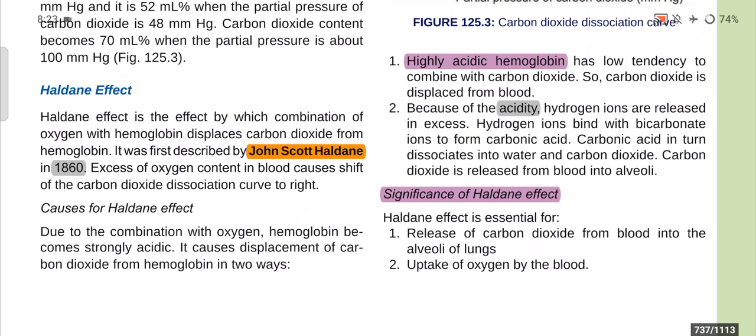Now, significance. Haldane effect is essential for release of carbon dioxide from blood into the alveoli of lungs, and number two, that is uptake of oxygen by the blood. So this is our today's topic.